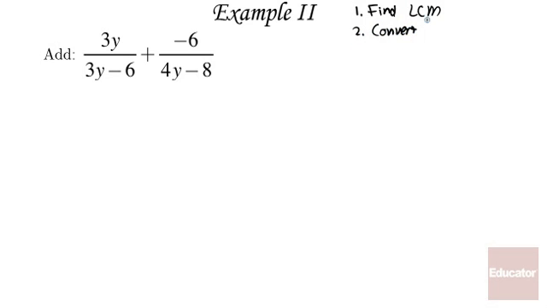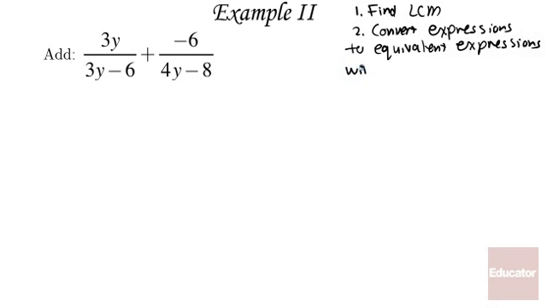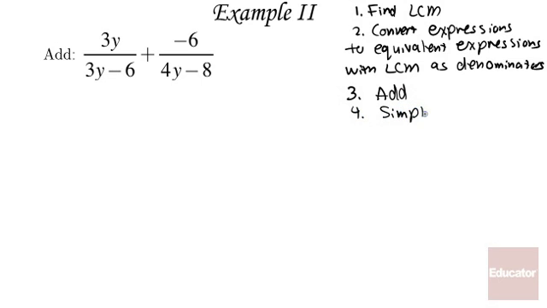convert expressions to equivalent expressions with the LCM as the denominators. Then we can add and then simplify. First, find the LCM by factoring 3y minus 6 and 4y minus 8.